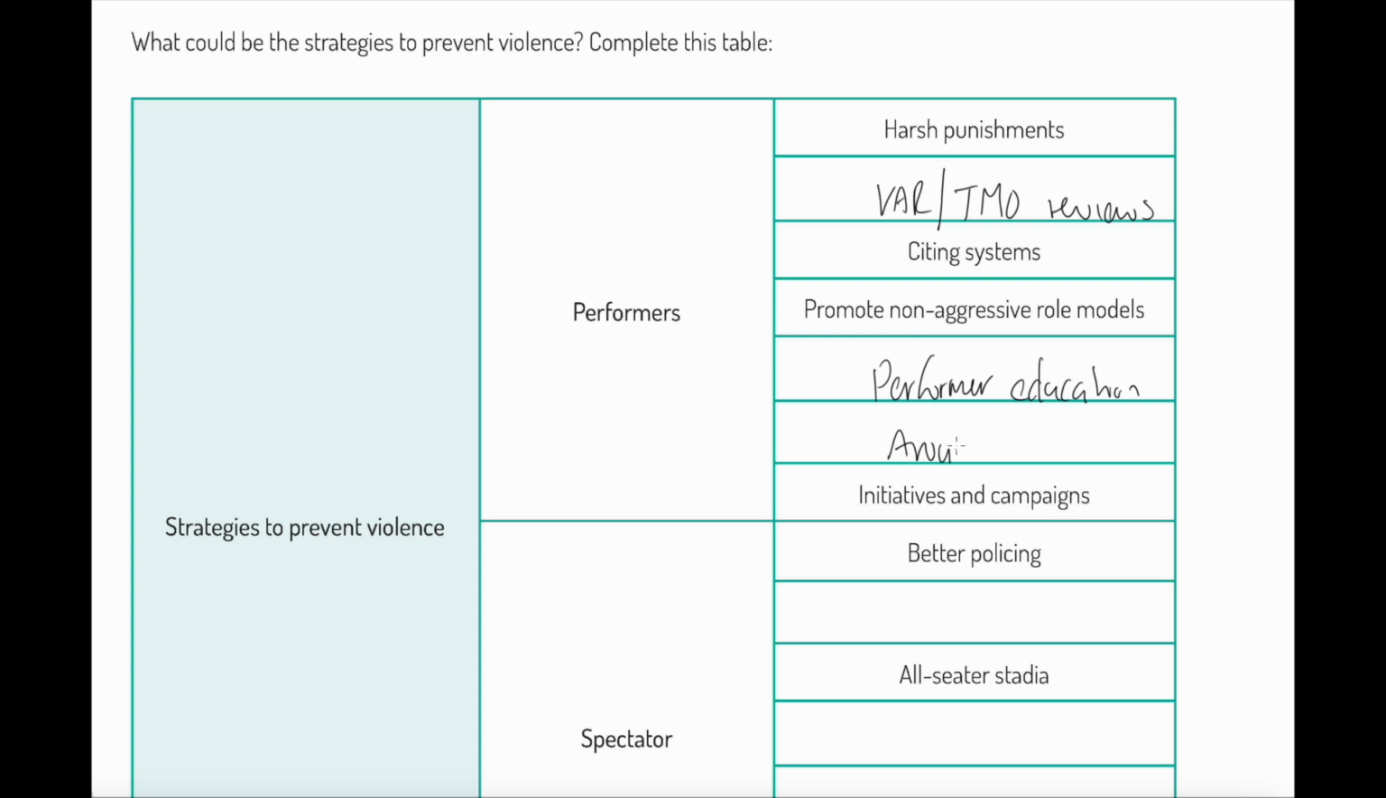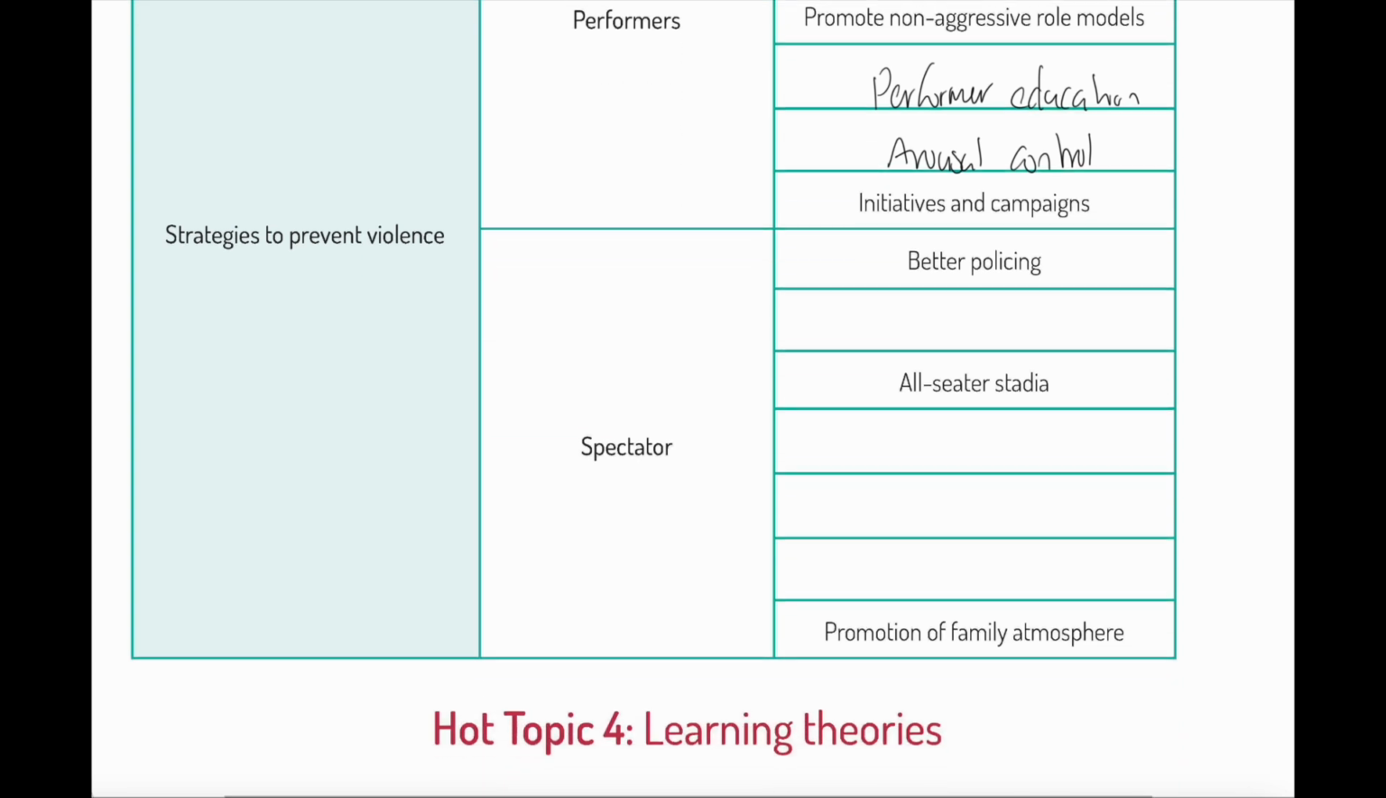And we can also help athletes to perform in the realms of arousal control, and you should know a little bit about that already. Initiatives and campaigns, I'll just leave that as generic. Better policing for spectators, like presence, but also being able to deal with things. We also want to have well-trained stewards.